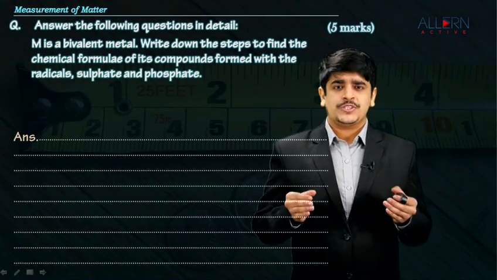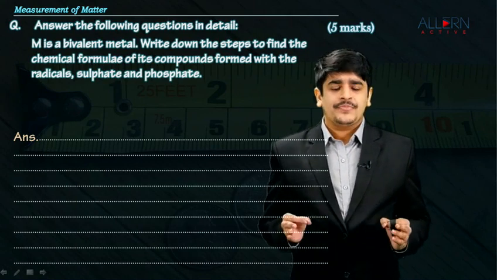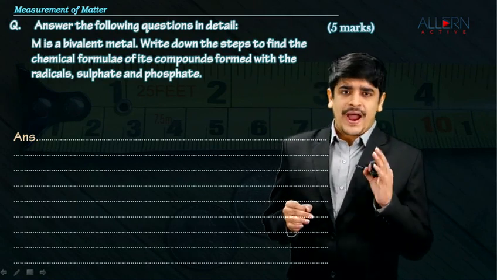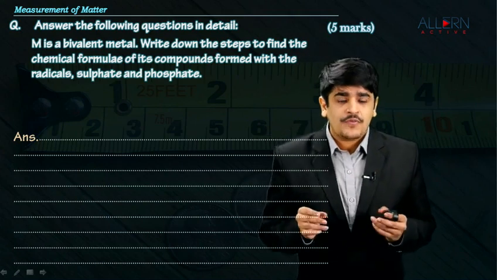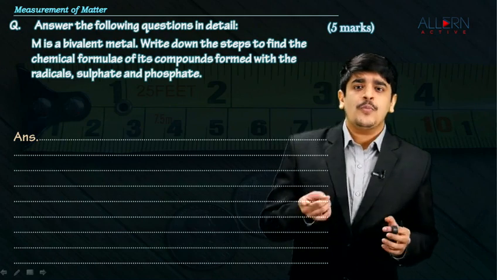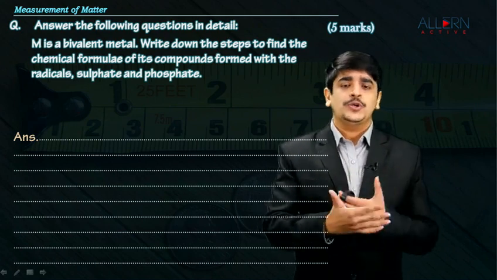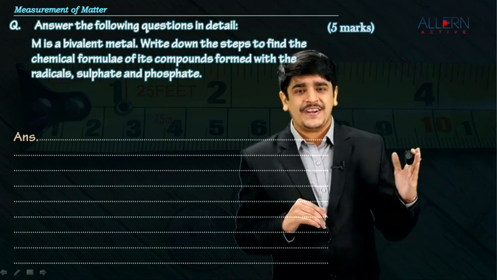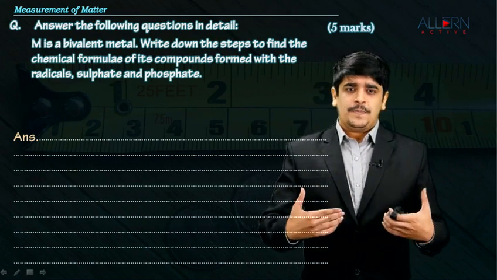Now in this particular question, which is slightly tricky, we have been given a metal M and we have been told that it is bivalent in nature. Apart from that, we need to calculate the formula for this metal in the form of its sulfate and the same metal in the form of its phosphate. So I need you all to give me the formulas for the metallic sulfate and the metallic phosphate respectively. Now we will tackle this part by part.